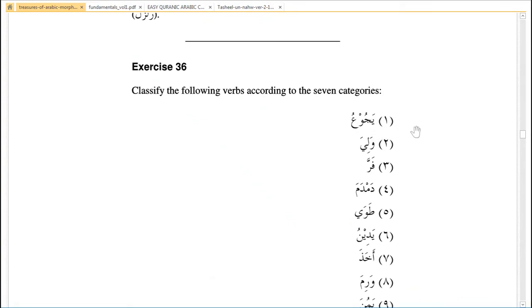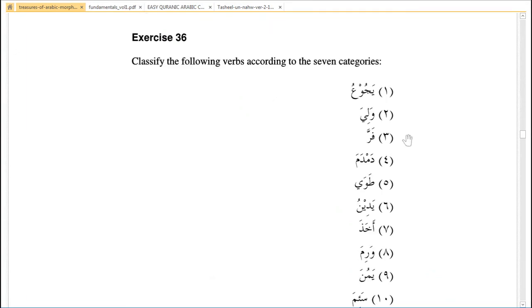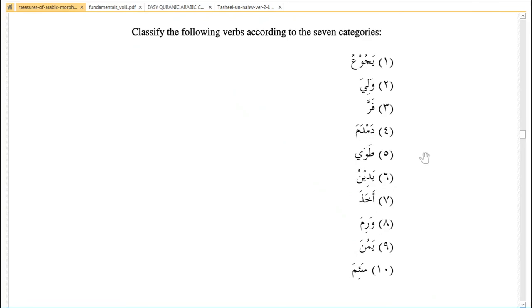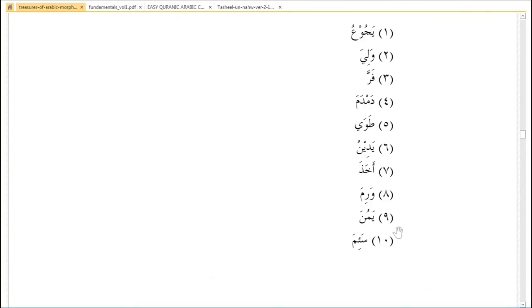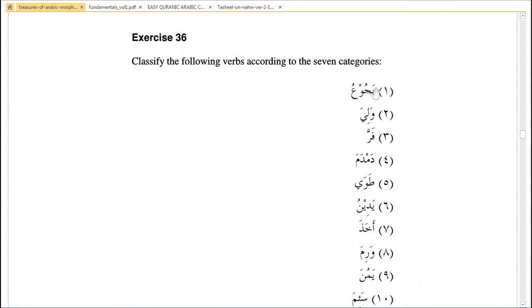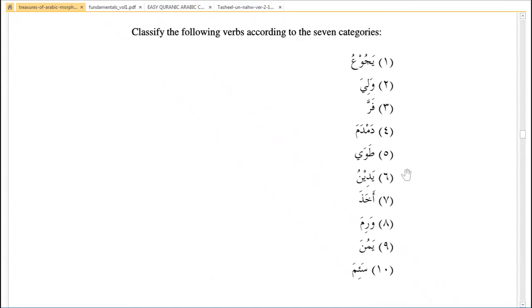Is this ajwaf, mithal, يجوع, ولي, فر, دمدم, طوى, يدين, أخذ, ورم, يأمن, سائمة? So it says just what they are. Just try to solve them if you can. It tells you which letter this is from, and which of the 7 categories it falls in.